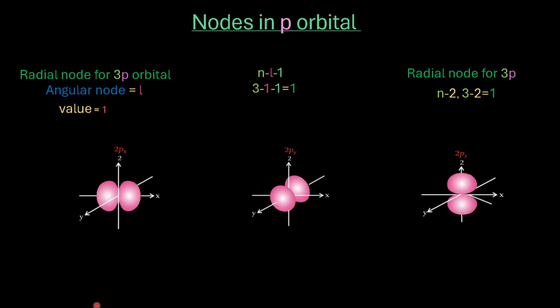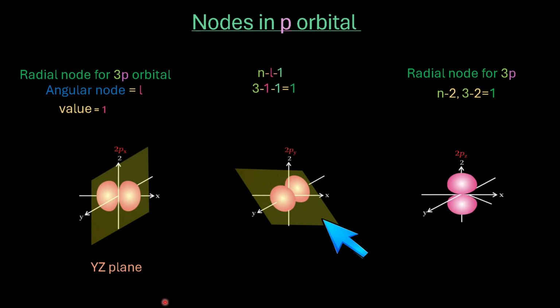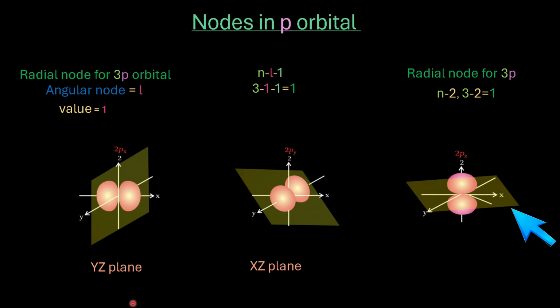Now, let's look at the nodal planes for the px. It is the YZ plane. And the psi square density along this plane is 0. For the py orbital, it is the xz plane. So that is the nodal plane where the psi square density is 0. And for the pz orbital, it is the xy plane, which is the nodal plane.